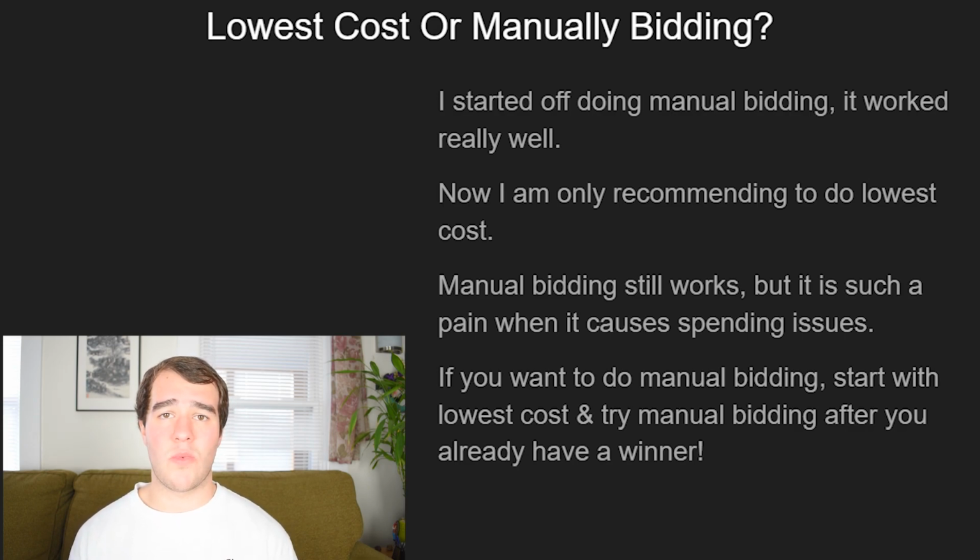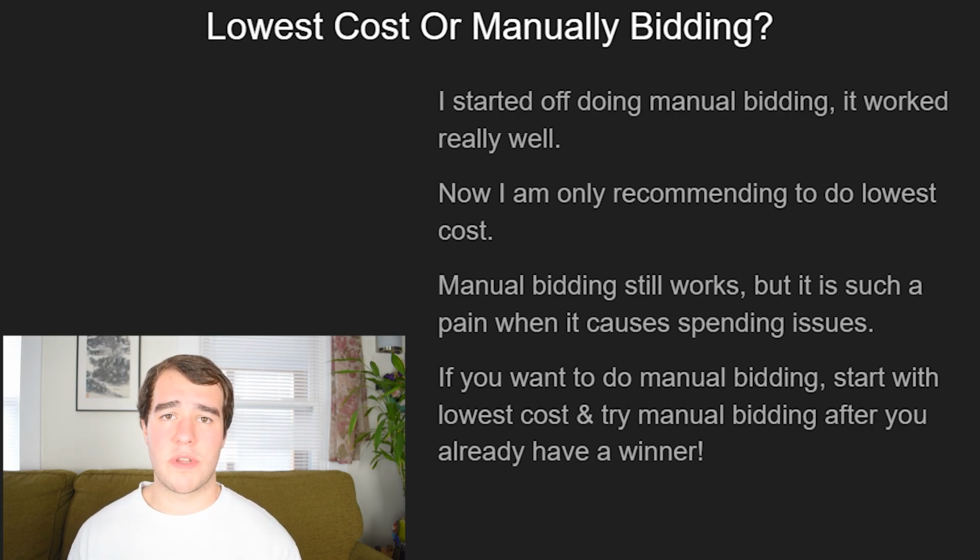And I will say it worked very, very well in the beginning, but at some point there must have been a transition where lowest cost is just the way to do it. Manual bidding brings up issues with your ads even spending in the first place, which is just a pain, and with lowest cost, usually the ads will spend. So now I'm pretty much only recommending that while you're product testing, at least, just do lowest cost, keep things simple. There's no reason to be worrying about bids and all this stuff when you're just testing products.